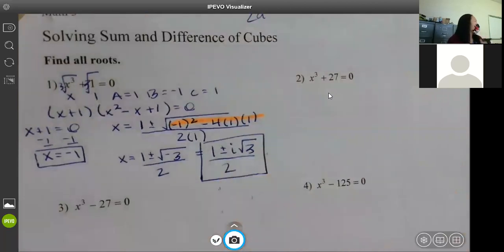You should always have 3 answers. Got it? These are imaginary. They will not show up. Okay? They will not show up on the graph.